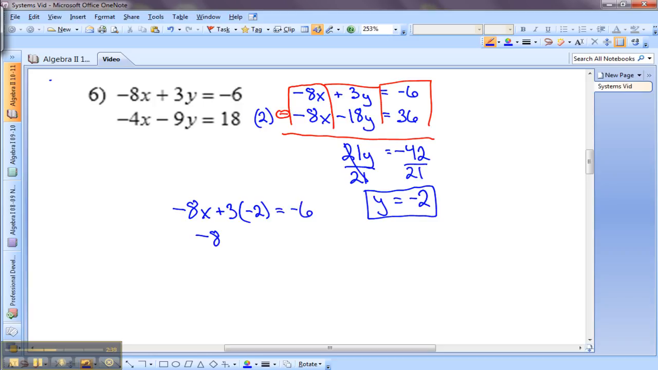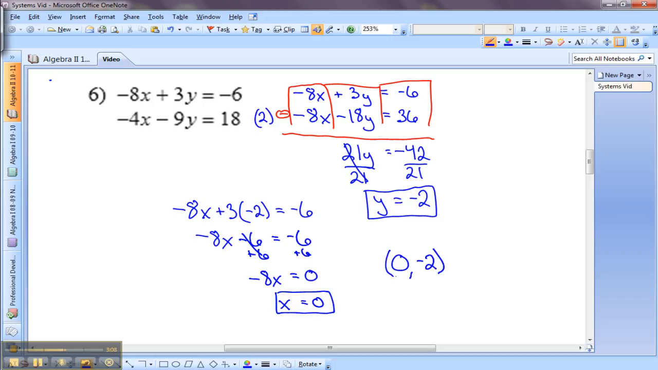Simplifying, I get negative 8x minus 6 equals negative 6. When we add 6 to both sides, we get negative 8x equals 0. And then dividing by 8, we would see that our x value then is also equal to 0. Therefore, our x value is 0. Our y value is negative 2, which we can write as an ordered pair 0, negative 2.